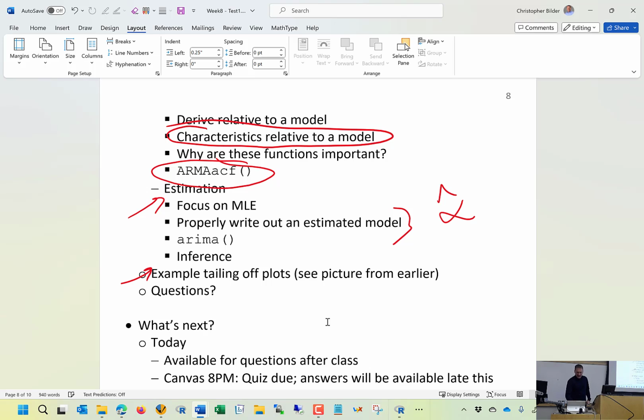This last note here, I say example of tailing off plots. That's what I showed you earlier. Okay. So, time's about 10:30. That's all I have to say specifically about the tests. Do you have questions?